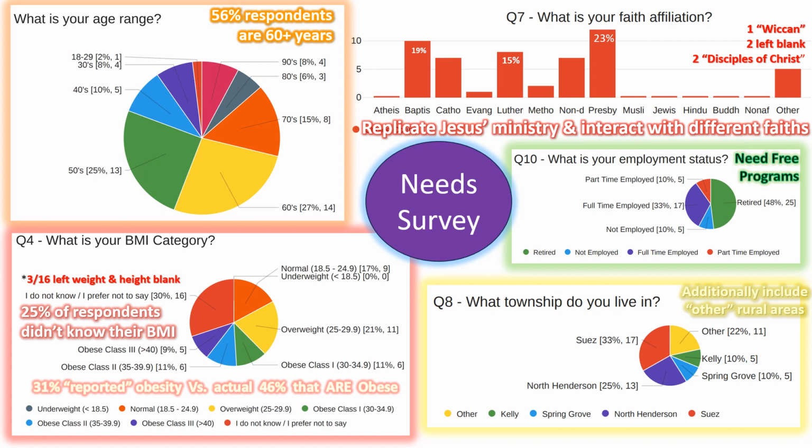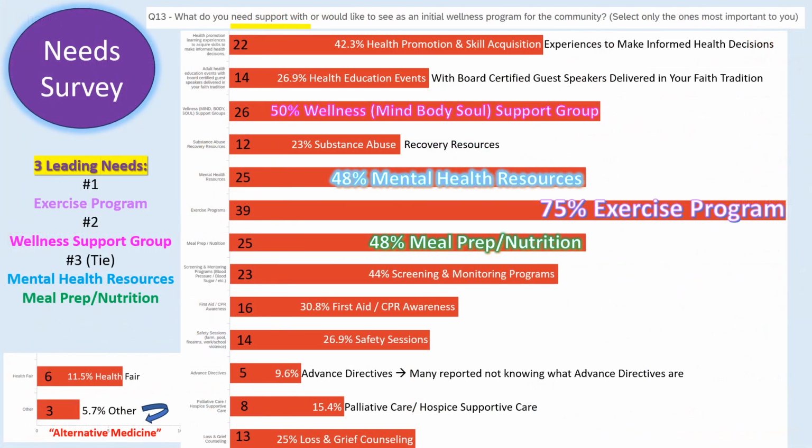I had to do community outreach as we wanted to include and interact with different faiths. Also, most of the people are retired and they needed free programs. And a lot of the other rural areas are interested in participating in these. So we needed to open it up to the whole community. The needs survey showed that the 3 leading needs were an exercise program, a support group, mental health resources, and meal prep nutrition.